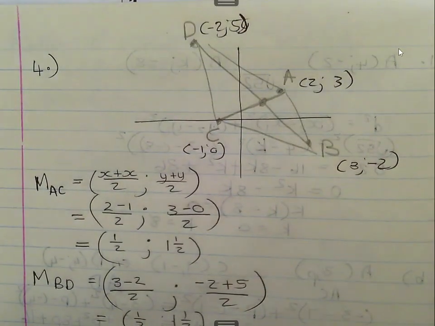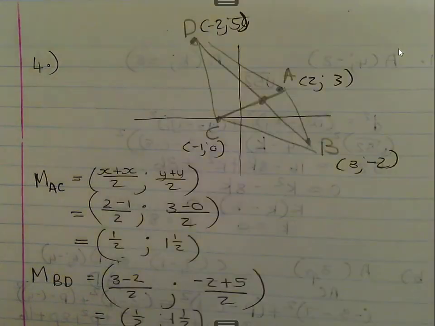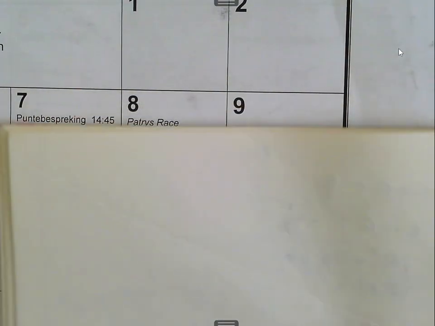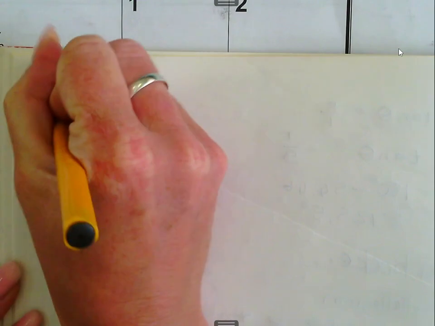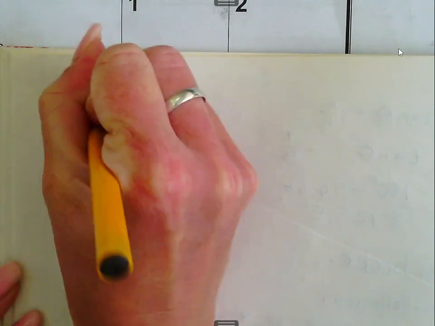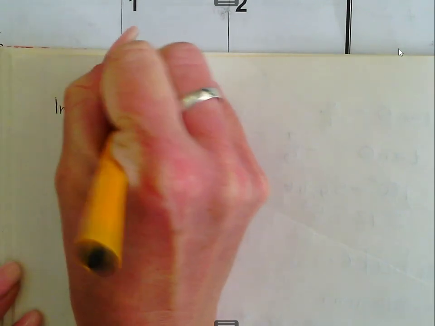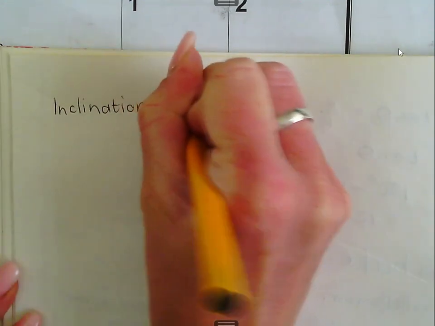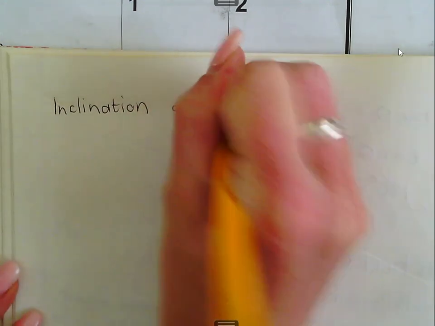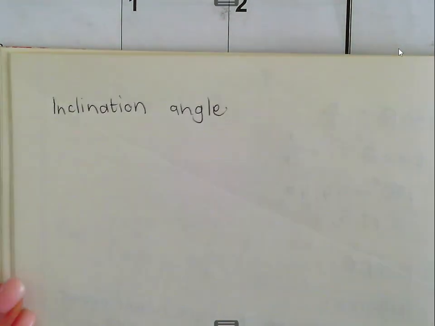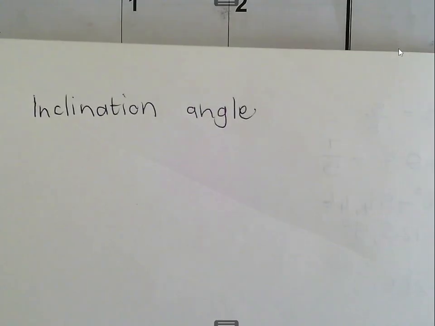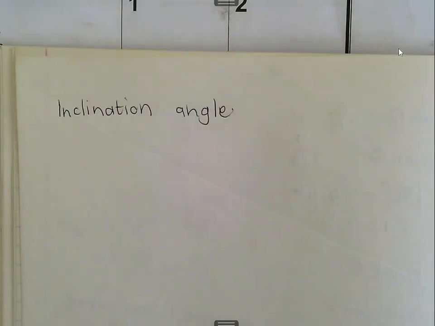That's that up to there. I want you in your workbook to write a heading. This is grade 11 work. Everything we've done up to now was grade 10 work. This is an inclination angle.